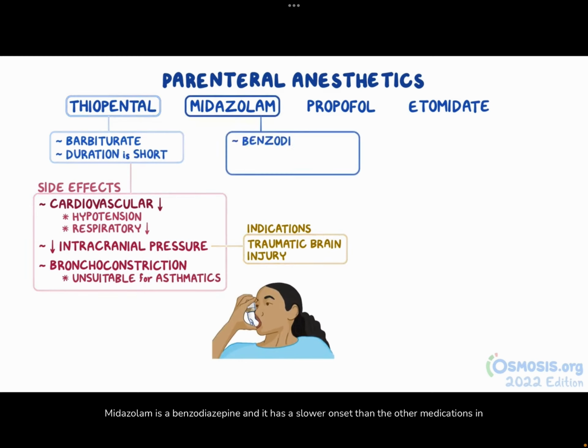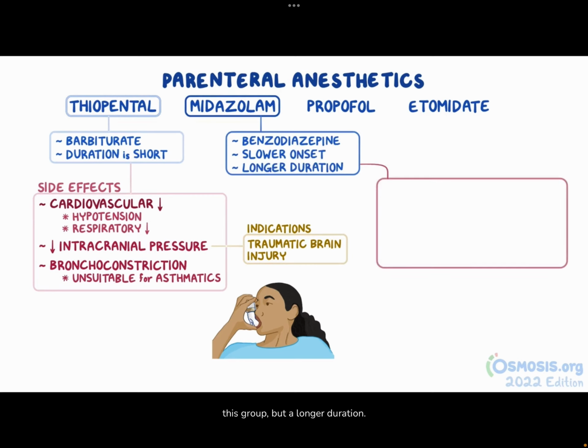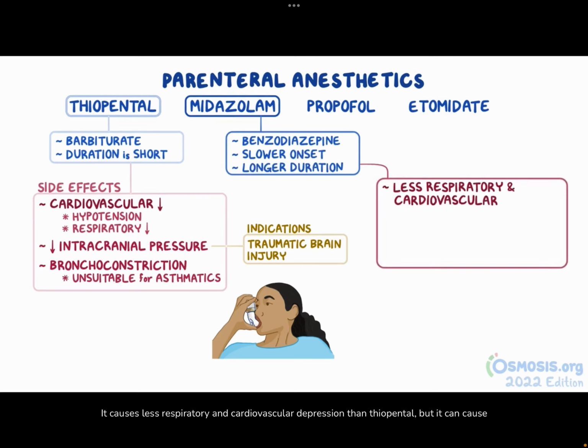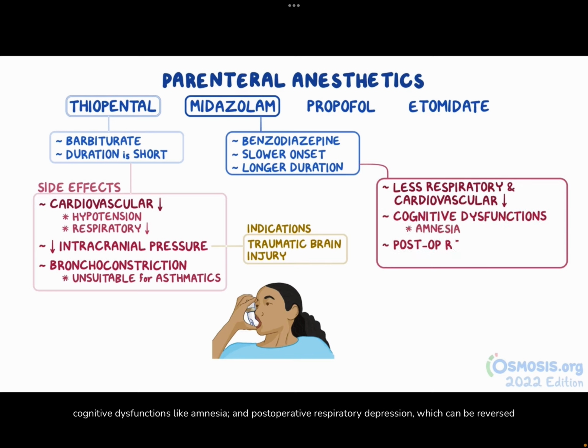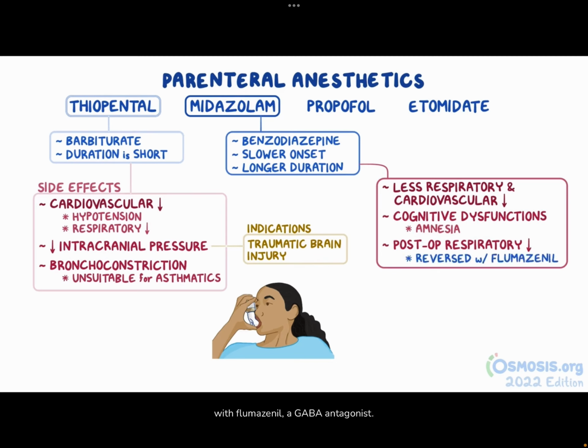Midazolam is a benzodiazepine, and it has a slower onset than the other medications in this group, but a longer duration. It causes less respiratory and cardiovascular depression than thiopental, but it can cause cognitive dysfunctions like amnesia, and postoperative respiratory depression, which can be reversed with flumazenil, a GABA antagonist.